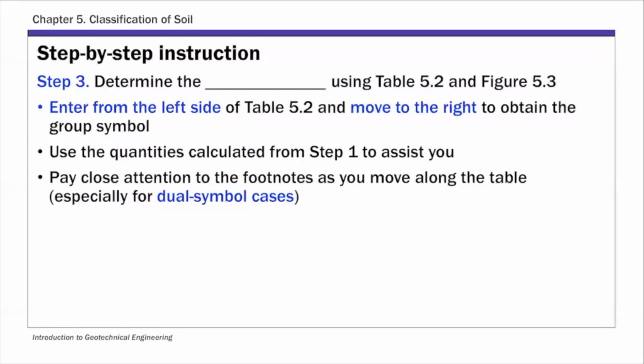And then step 3, using table 5.2 along with the plasticity chart, you're going to find out the group symbol. So determine the group symbol first. To do that, you enter from the left side of table 5.2 and then use the information you calculated in steps 1 and 2 to move to the right to find the group symbol. Okay, let me show you what this table looks like.